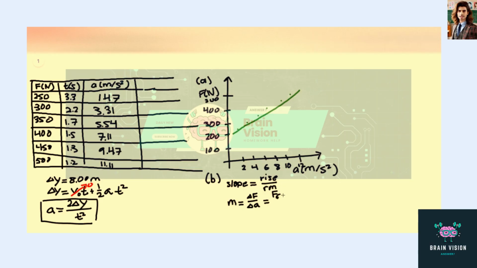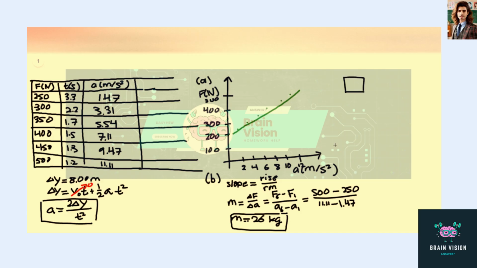There are more sophisticated ways to do this if you're interested in getting the errors and involving all 6 data points. But in general, I think taking the largest data point and subtracting the smallest data point will minimize the error the most, and it gives us a very close answer. So I'm going to take the 6th data point minus the 1st data point. That's 500 minus 250 over 11.11 minus 1.47, and that will give us, to 2 significant figures, a mass of 26 kilograms.